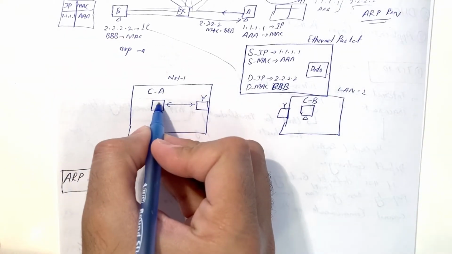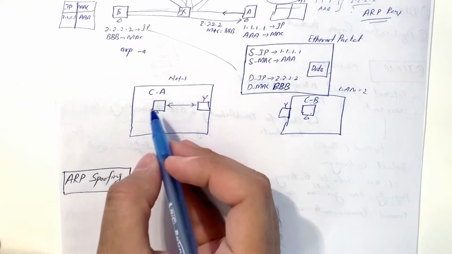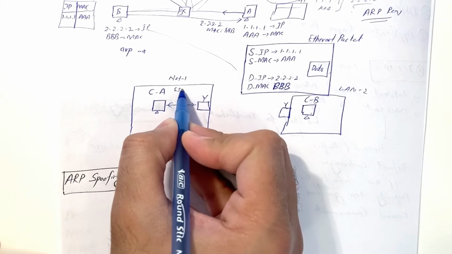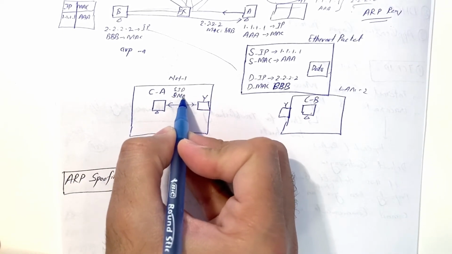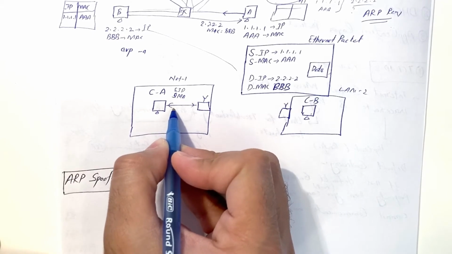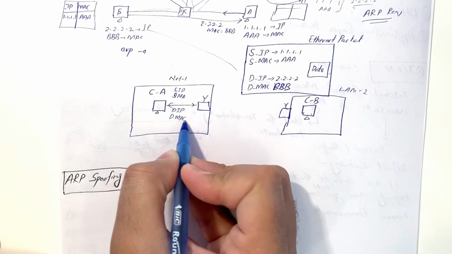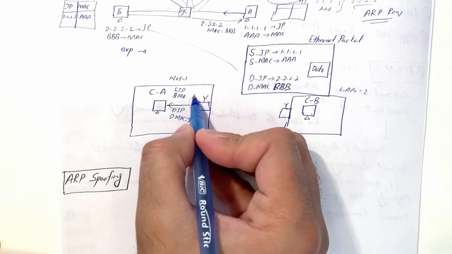So computer A wants to, let's say, send a ping packet to computer B. Now what will happen? Since we want to send a packet, we will create a packet. We know the source IP address, we know the source MAC address, we know the destination IP address, we don't know the destination MAC address yet. What will happen? We will broadcast an ARP request.